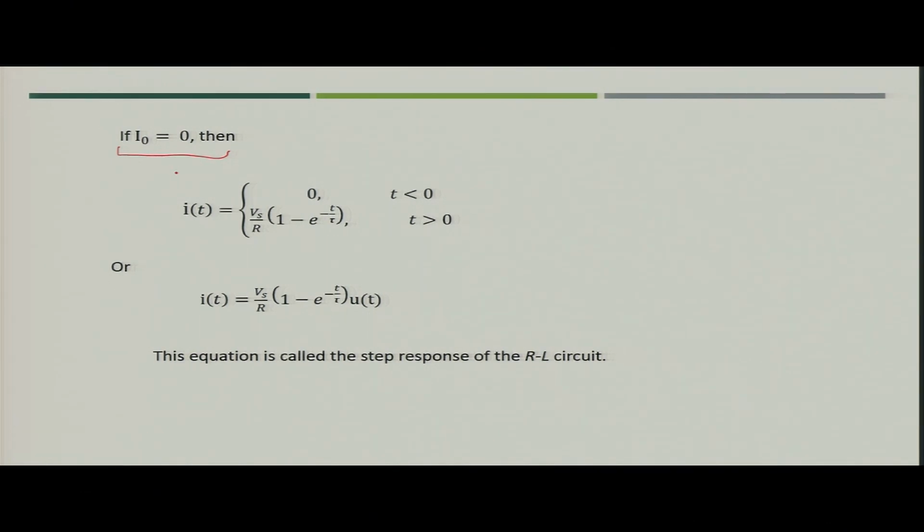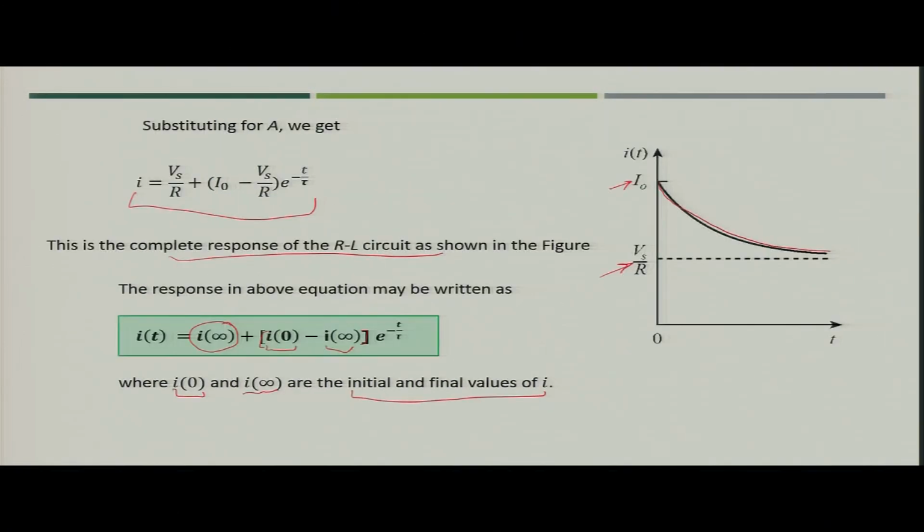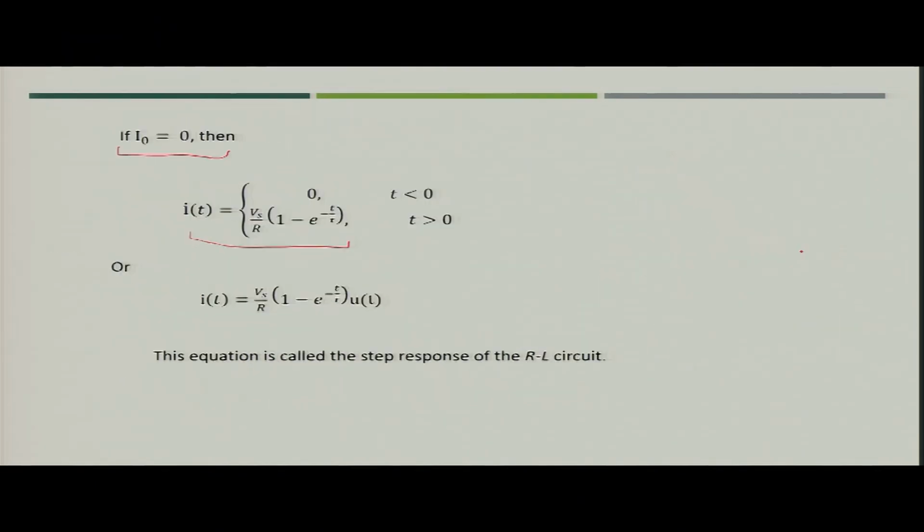If you say that initially there is no current flowing through the inductor, that means I naught is equal to 0. Your current I at any time t can be represented as I is 0 when time t is less than 0. For time t greater than 0, it will be Vs by R into (1 minus e to the power minus t by tau). So, if you see here, when I naught is greater than Vs by R, it is exponentially decaying, settling down to Vs by R, but here it will be like this, because this is an exponentially increasing value.